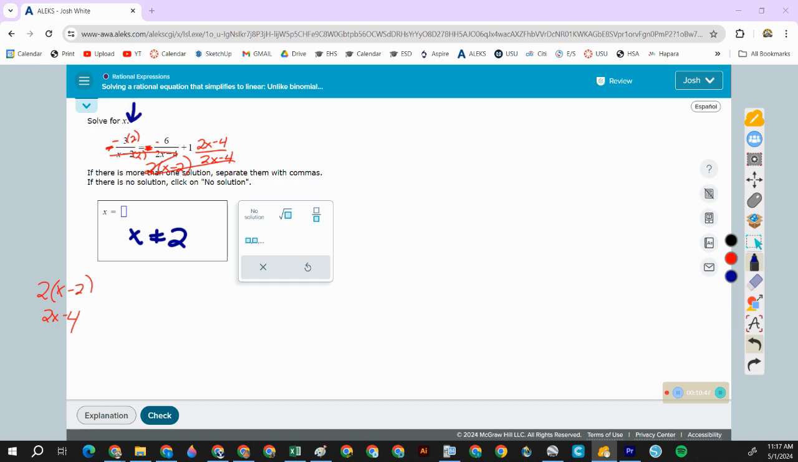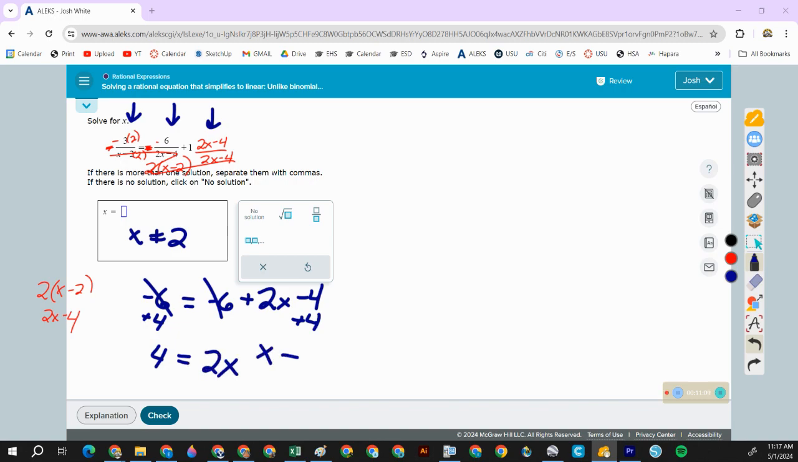So this gives me a negative 6. This remains negative 6. And then plus 2x minus 4. The negative 6 essentially cancel. And we'll add 4. So 4 equals 2x. We divide by 2, and I get x equals 2. Can x be 2? No. So that number gets thrown out, and the answer would be no solution.